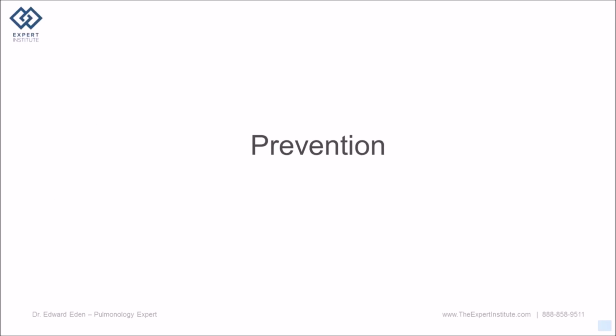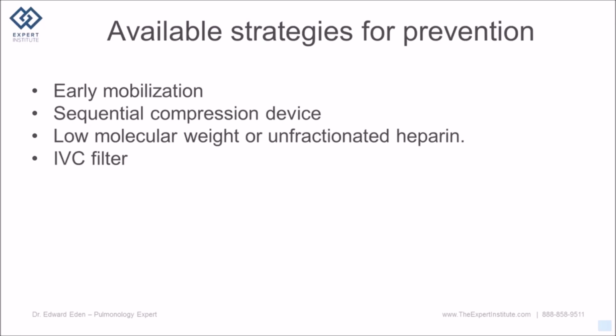Prevention. Next slide. Early mobilization. Early mobilization is very important after surgery and even after a pulmonary embolism. Early mobilization is not contraindicated. Sequential compression devices, there are a variety of them. I'll show you in a moment. We've discussed low molecular weight or unfractionated heparin, which is written for and given during admission unless there's a contraindication, and occasionally an IVC filter. Next slide.